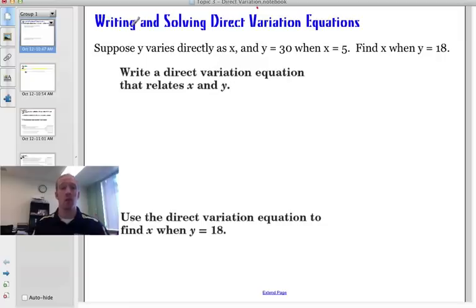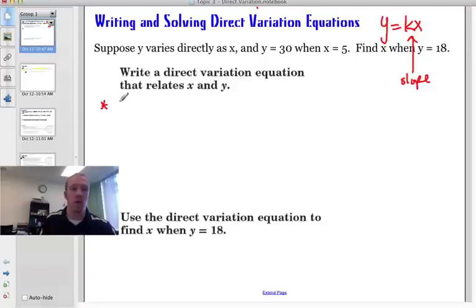Alright, now for writing and solving direct variation equations. So we want to write one. The first thing we need to do is get the slope, because a direct variation equation looks like y equals kx, right? And this k is going to be our slope. So, the first thing I want to find is the slope.